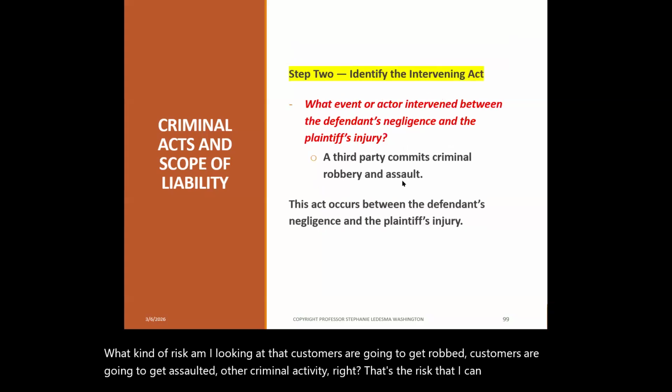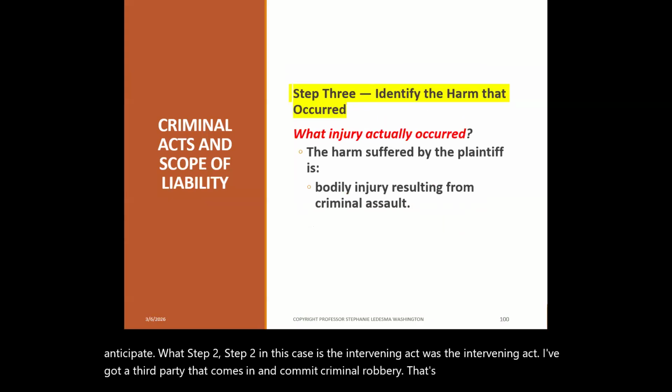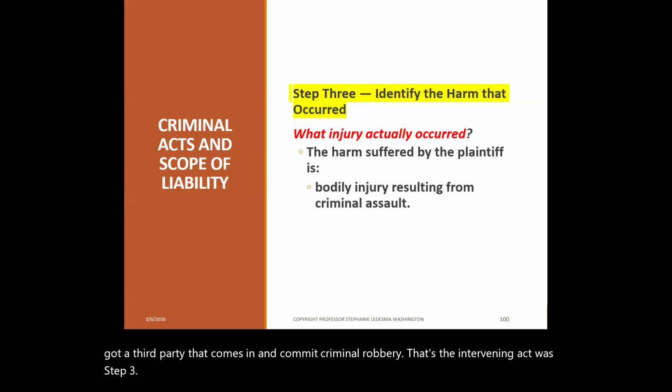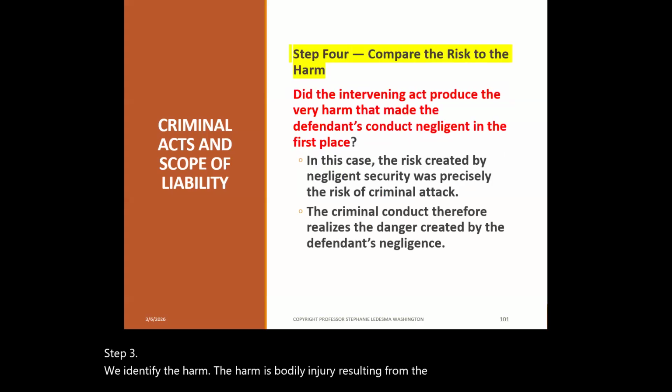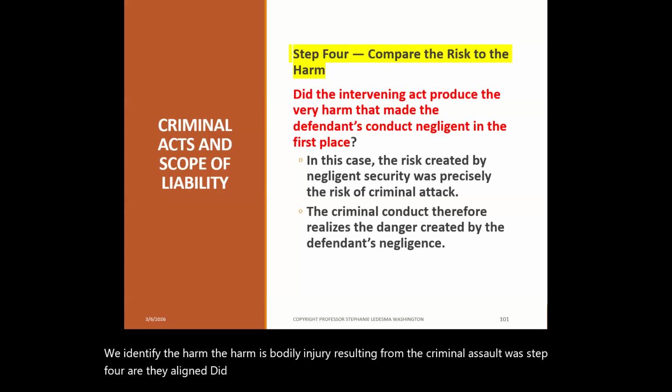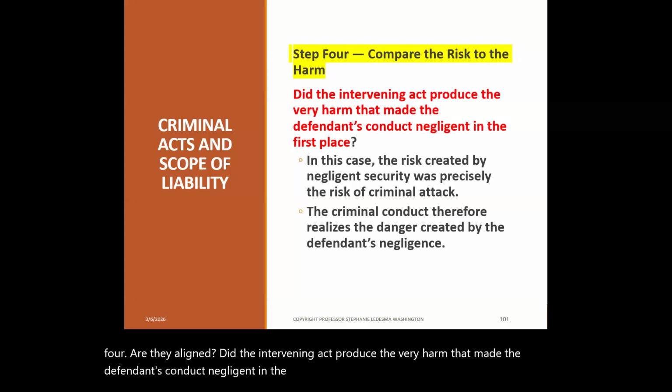What's step 2? Step 2 in this case is the intervening act. What's the intervening act? I've got a third party that comes in and commits criminal robbery. That's the intervening act. What's step 3? Identify the harm. The harm is bodily injury resulting from the criminal assault. What's step 4? Are they aligned? Did the intervening act produce the very harm that made the defendant's conduct negligent in the first place? The answer is yes, right?